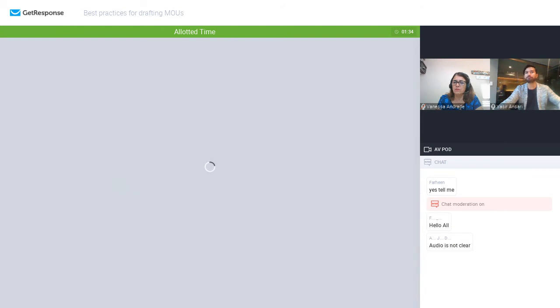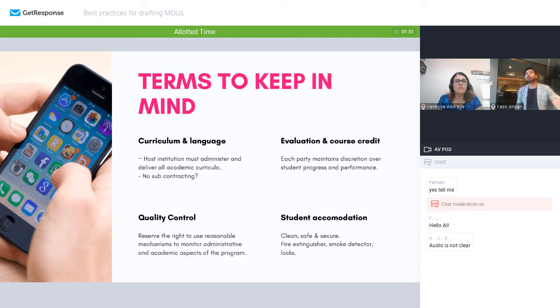And here are a few other terms that I think are important to keep in mind. Curriculum, of course, is really important, and this is something that our faculty needs to address while designing any kind of agreement.